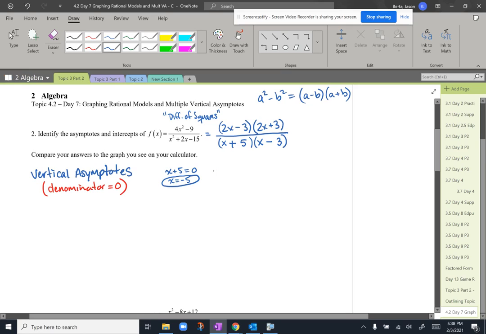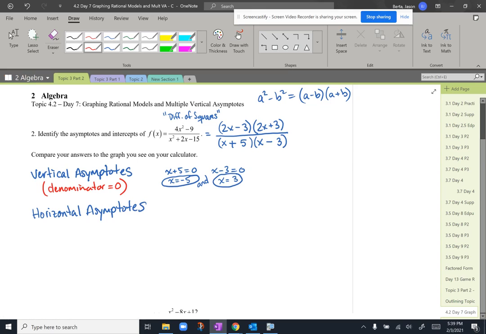We've got a second factor in the denominator, which means we're going to have a second vertical asymptote, and the same procedure applies. We set x minus 3 equal to 0, add 3 to both sides, and x equals 3 is the second vertical asymptote. So we have two vertical asymptotes. Let's take a look now at our horizontal asymptotes. Do we remember where to find the horizontal asymptotes?